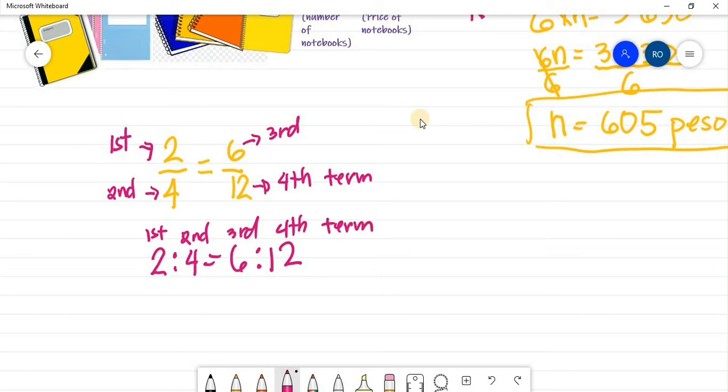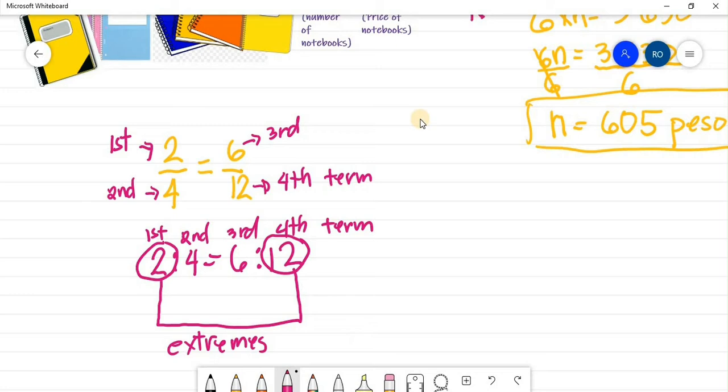By the way, the first and the fourth term we call the extremes. Always remember, the first and the last term, the fourth term, are what we call the extremes, while the second and the third terms are what we call the means.